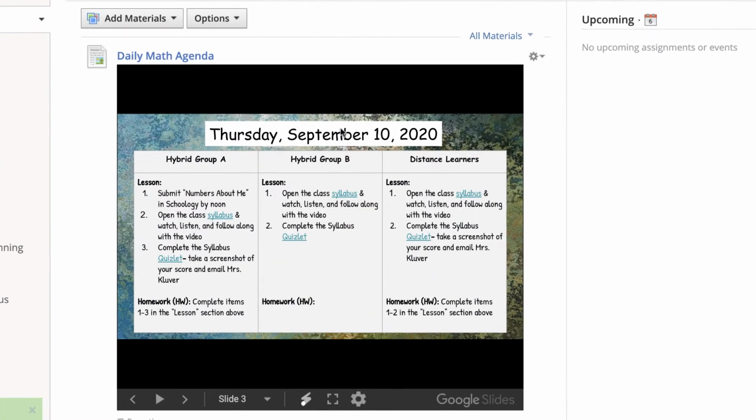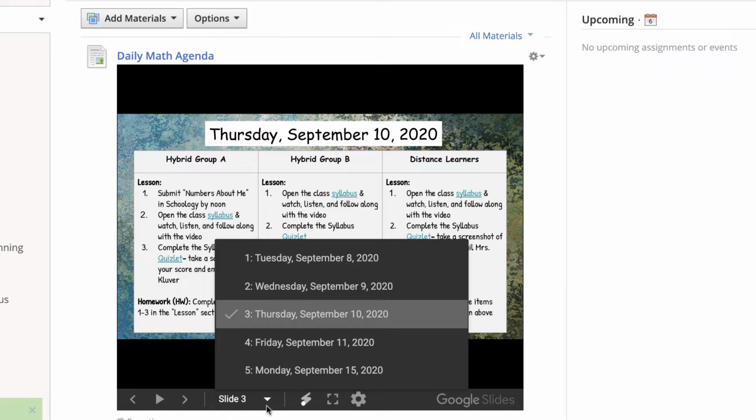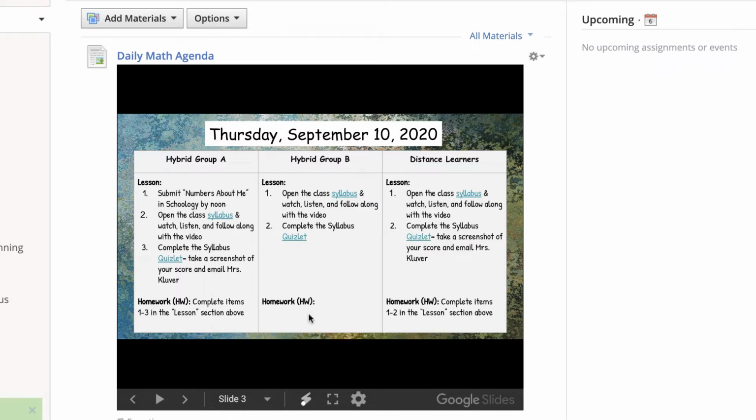So today we want to be on Thursday, September 10th. A really nice way to find the date that you're looking for is you can use these arrows right here, or you can go to where it says slide and you can click and look for the specific date that you would like.